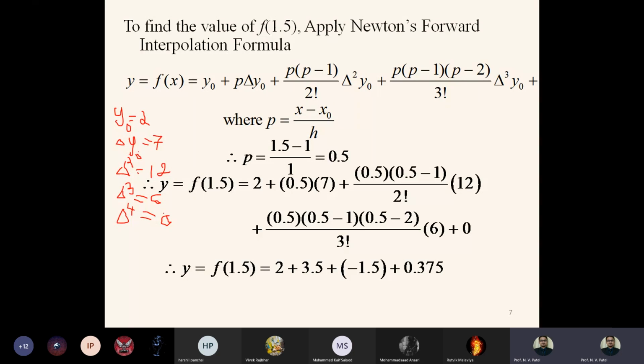Next value is 0.5 into 0.5 minus 1 into 0.5 minus 2 into 6 divided by 3 factorial. 3 factorial itself is 6, so you can cancel the 6 as well. Now using calculator, that value is 0.375. Here we write each term separately.